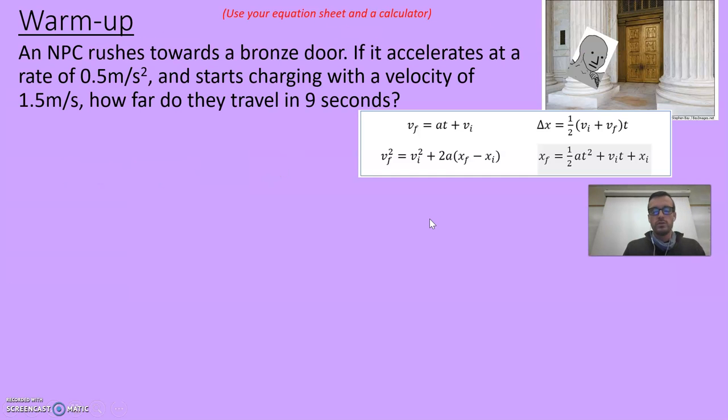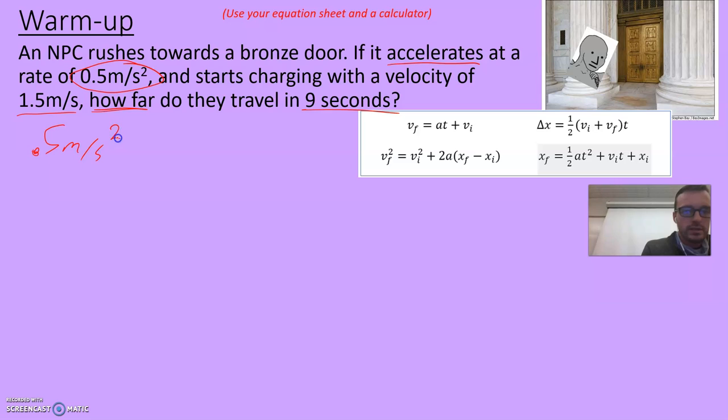But let's real quick do one more example, so we have lots of examples to choose from. There's plenty from last week as well, if you want to check some of those out. So an NPC rushes toward a bronze door. If it accelerates at a rate of 0.5 meters per second squared and starts charging with a velocity of 1.5 meters per second, how far do they travel in 9 seconds? So let's go ahead and capture all of our numbers. We have 0.5 meters per second squared. We have 1.5 meters per second, and we have 9 seconds.